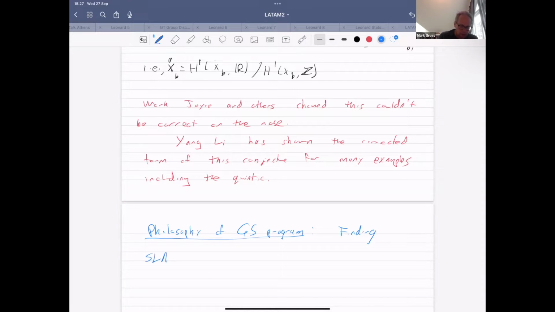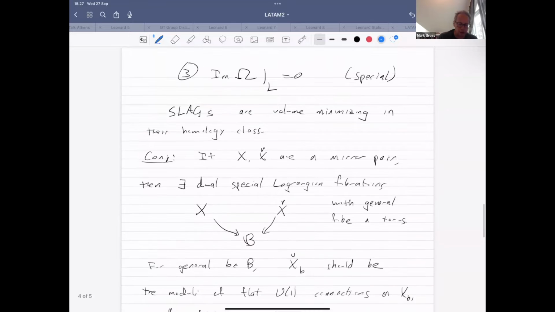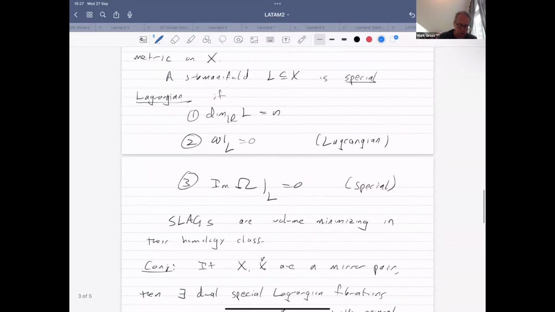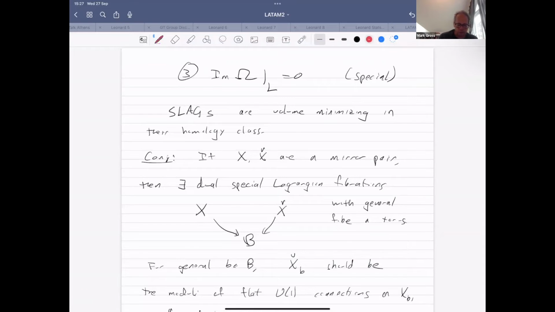Finding special Lagrangian fibrations. By the way, maybe I was a little bit vague when I said special Lagrangian fibration. Here I define the notion of a special Lagrangian submanifold. What this means is that the fibers are special Lagrangian spaces, because in general they might be singular.